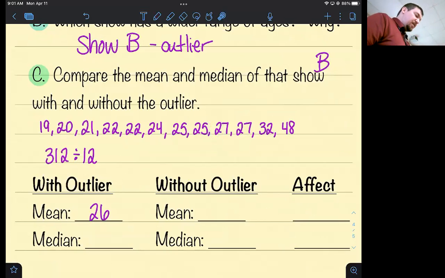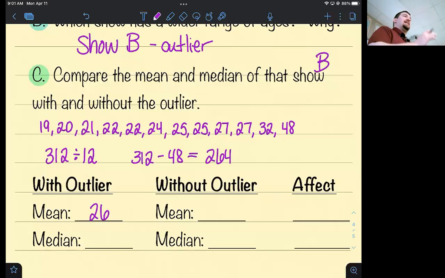So if we take the outlier away, basically take the 312 and subtract away the 48 that we added onto it for the outlier, what is our new total? Someone I haven't heard from yet. Ella, thanks for volunteering. What's 312 minus 48? Okay, so if you don't add the outlier onto our data set, it only adds up to 264 now.